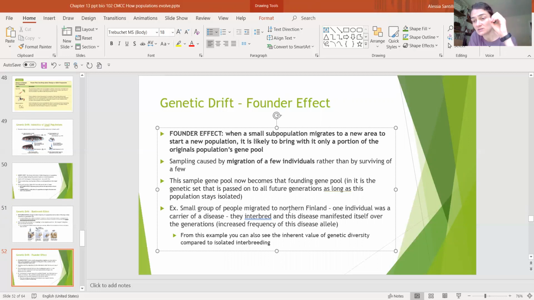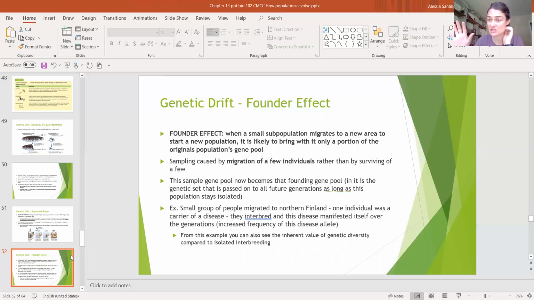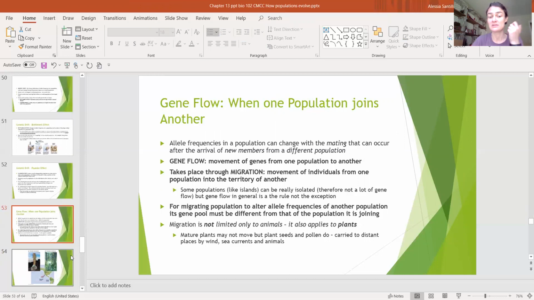In fact, one of those individuals was a carrier for a specific eye disease. Because that group of 10 people kept reproducing between each other, many of the offspring ended up having that really rare eye disease. So you can see that the inherent value of genetic diversity is extremely important, compared to isolated interbreeding, which is what you have in the founder effect. This is why we need to really mix. So the founder effect is when you have migrations, and those people that migrated make a population of their own. The alleles in the gene pool of that population come from the genes found in the original migrated group.